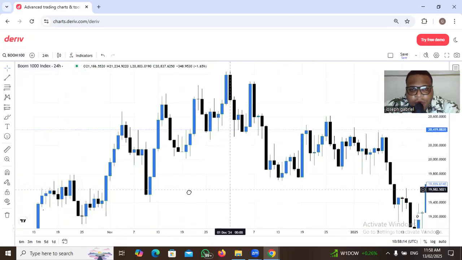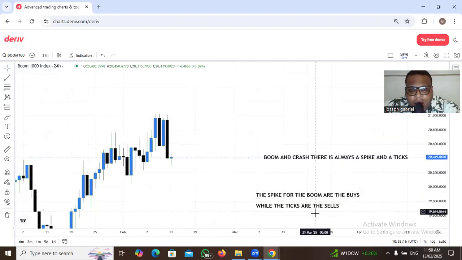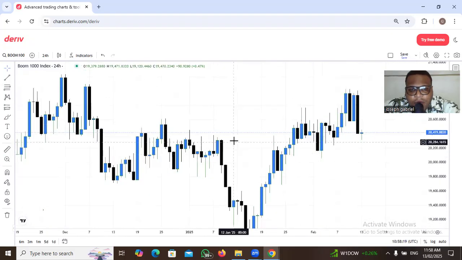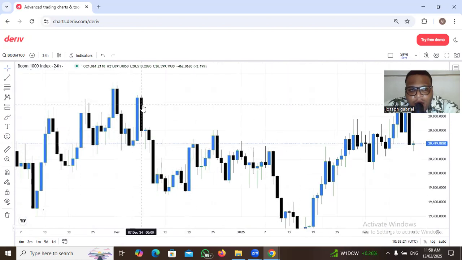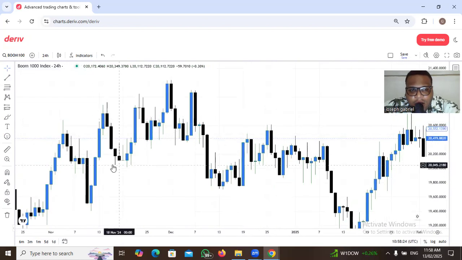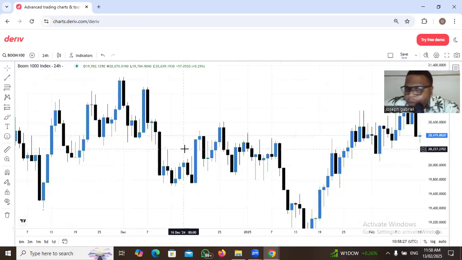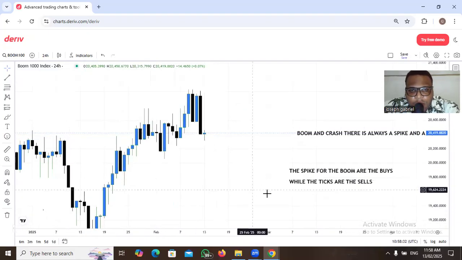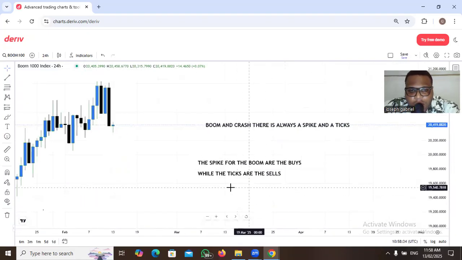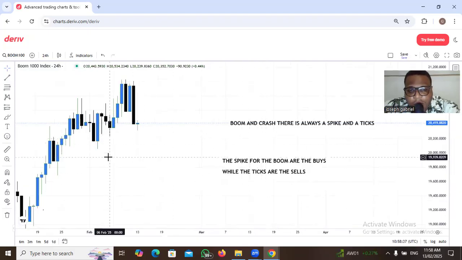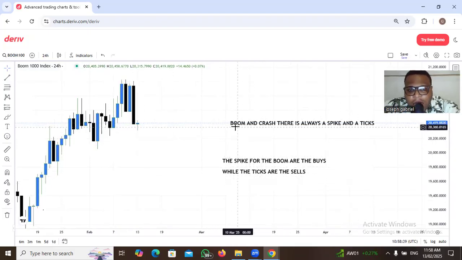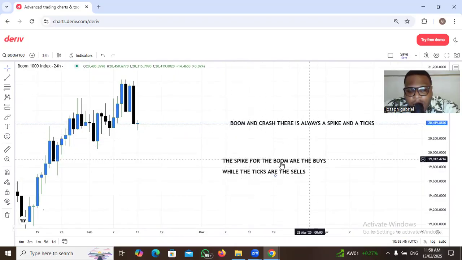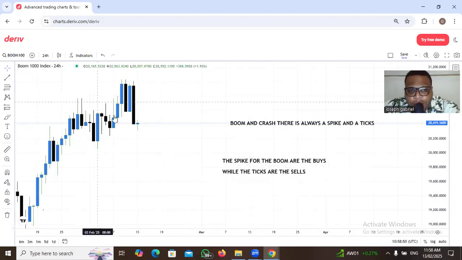But when you are selling, it means you are catching the ticks, which are not spikes. All these sells here are the ticks, which we see on the boom. This is the same thing for all the booms. The spikes are the buys, while the ticks are the sell for the booms.